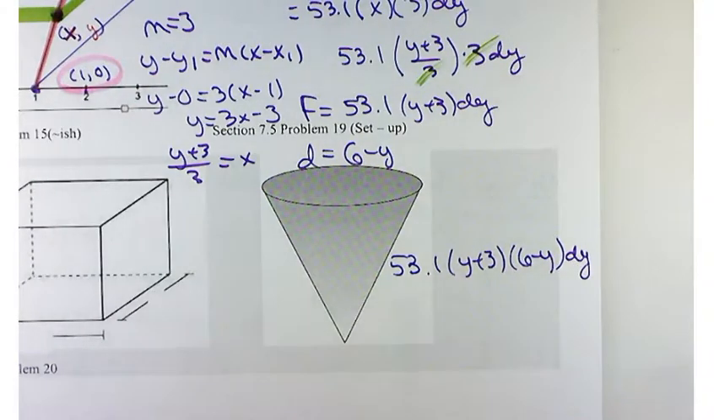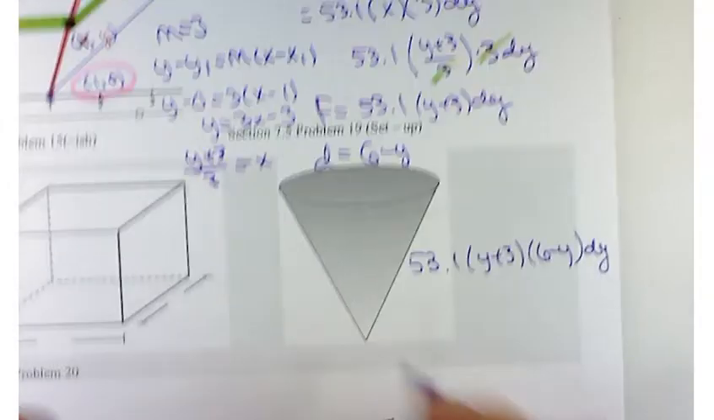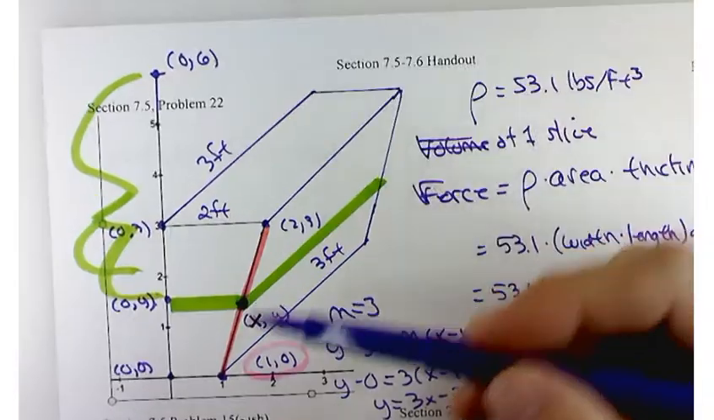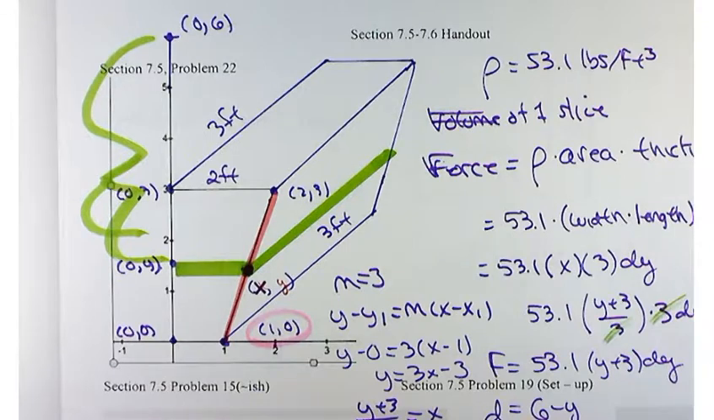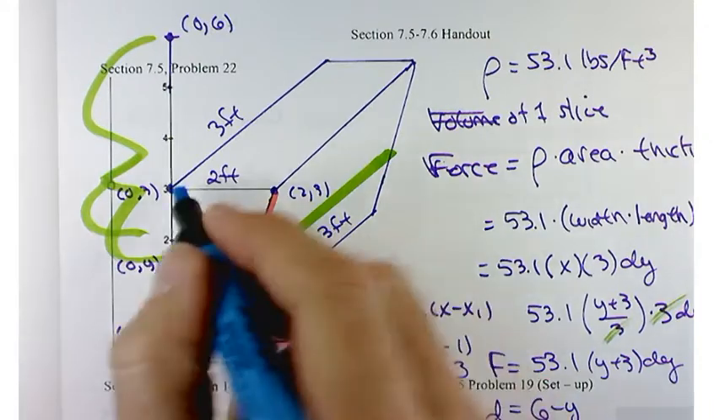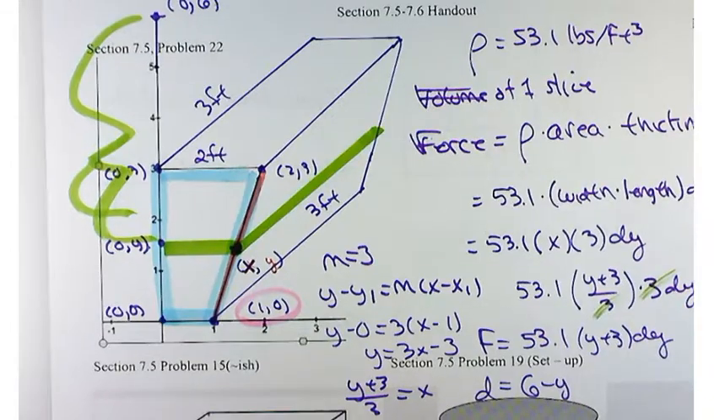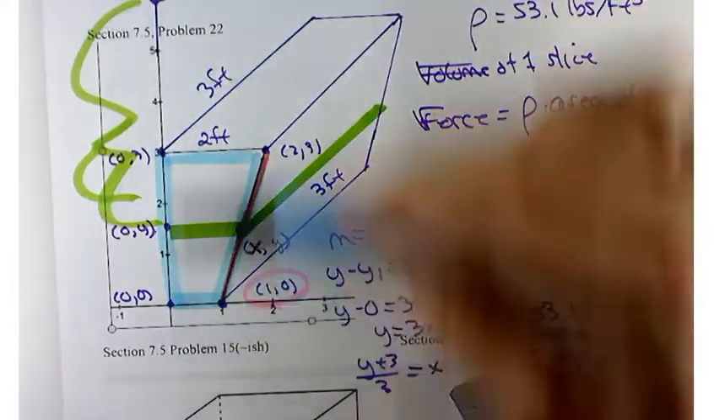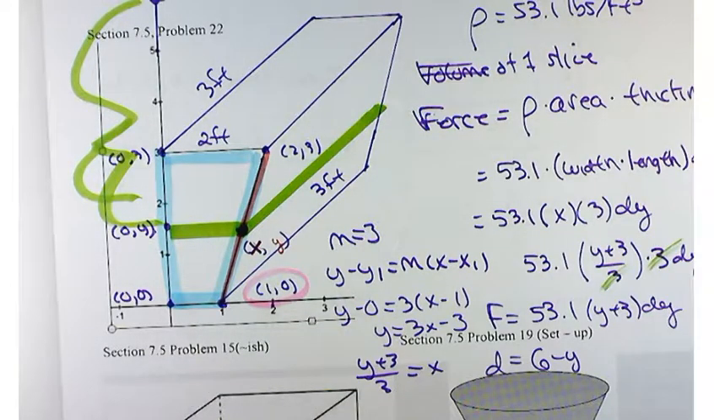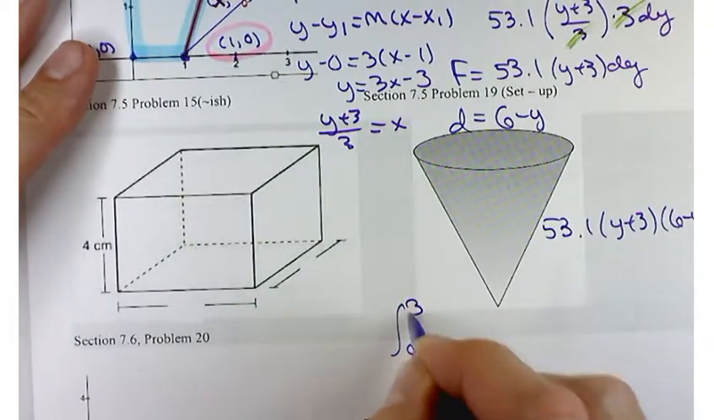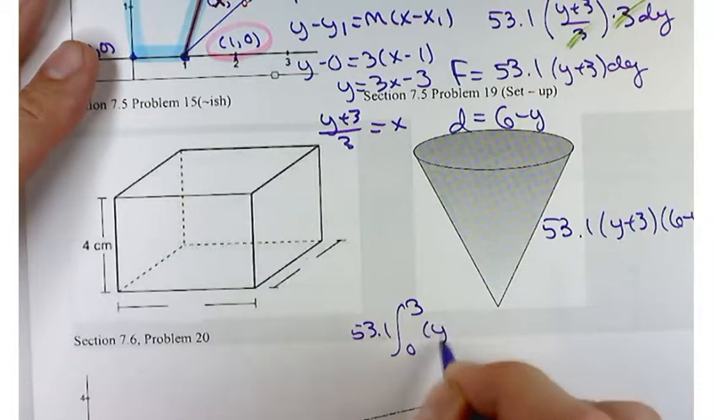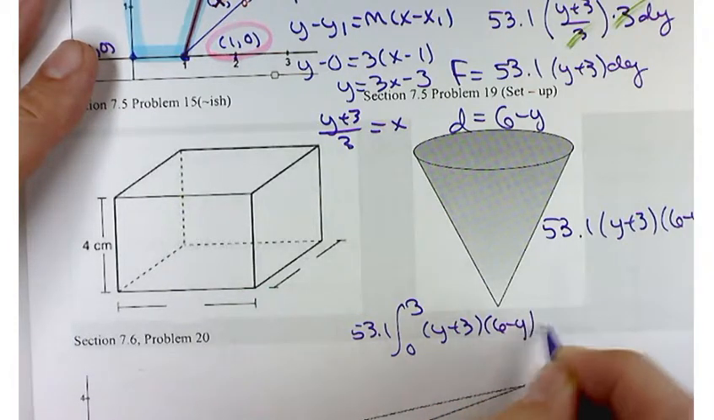Now, if we're going to pump out all the gas from this, then that gives me my limits of integration. Now keep in mind, you have to stay within your figure. And our figure is right here. So, if I'm going to pump this completely empty, what should be my limits of integration? 0 to 3. So the integral from 0 to 3, 53.1 (y plus 3) times (6 minus y) dy.